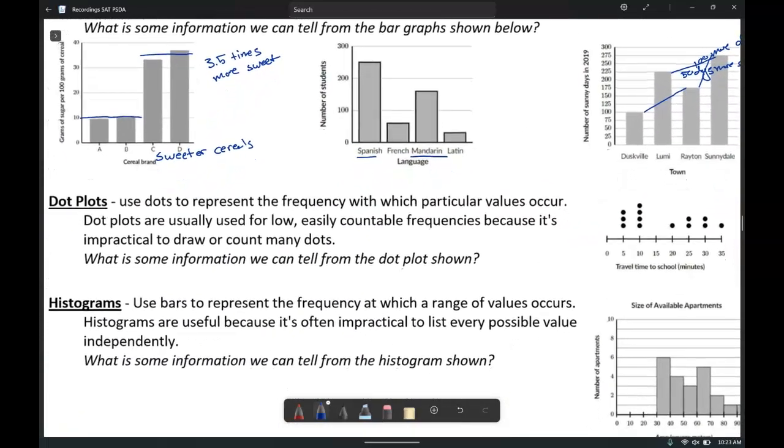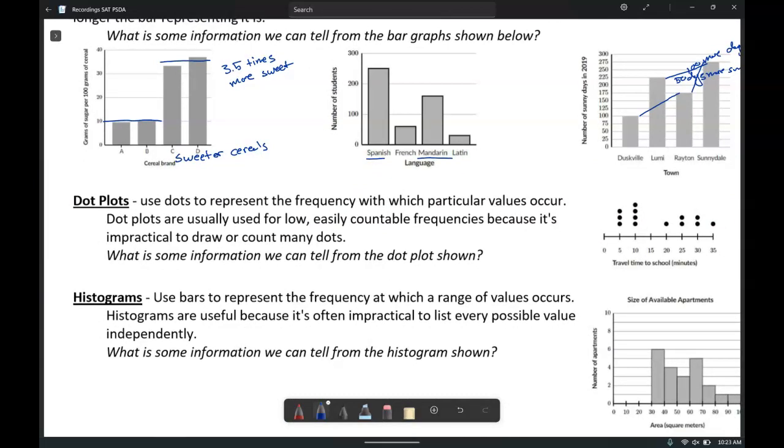Another way that we represent data is through a dot plot. We can represent the frequency in which particular values occur. Normally, dot plots are best used for low, easily countable frequencies because it's often impractical to draw or even count that many dots. The benefit of dot plots, though, is it shows distributions really well.